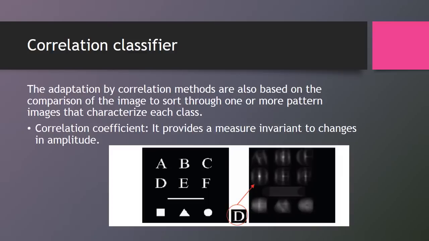The correlation classifier is the adaptation by correlation, a method also based on the comparison of the image to classify with one or more pattern images that characterize each class, and the correlation coefficient provides a measure invariant to changes in amplitude.